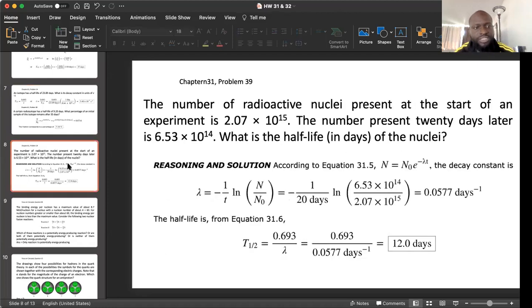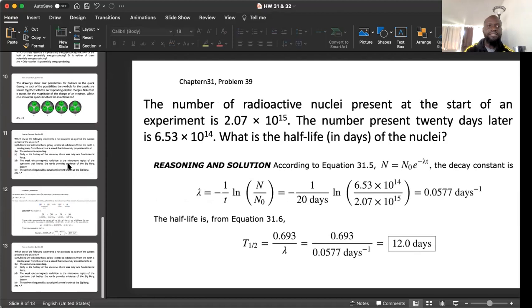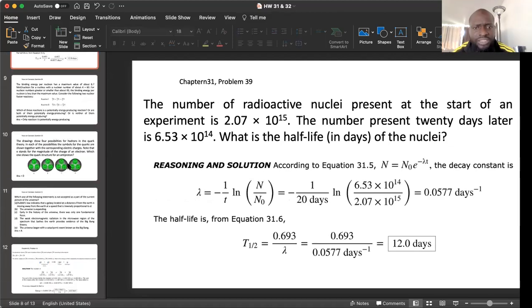Then the next one is chapter 31, problem 39. It says the number of radioactive nuclei present at the start of an experiment is 2.07 times 10 to the 15. The number present 20 days later is this. What is the half-life in days of the nuclei? So we just solve from here, N equals N naught exponential minus lambda t. We solve for lambda, the decay constant. We get the decay constant to be this, and then our half-life is 0.693 over the decay constant.